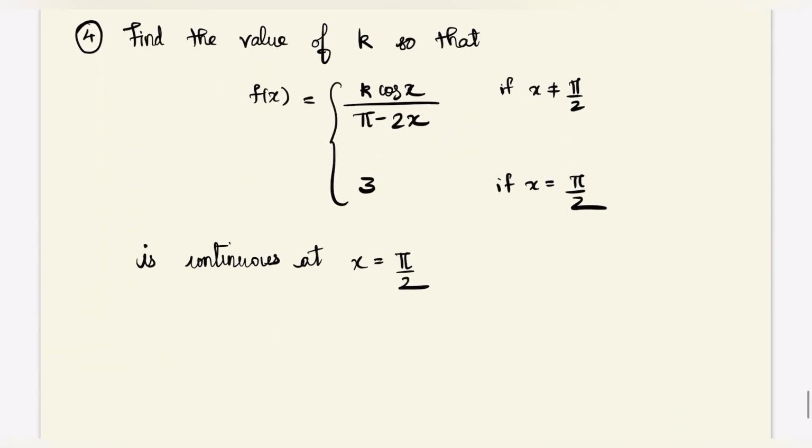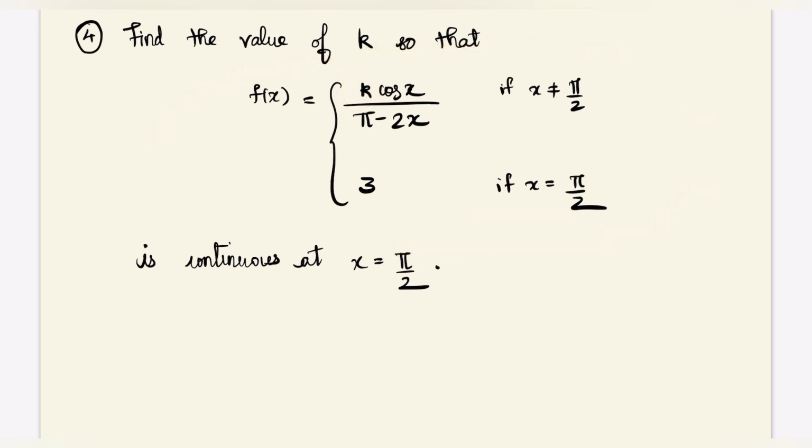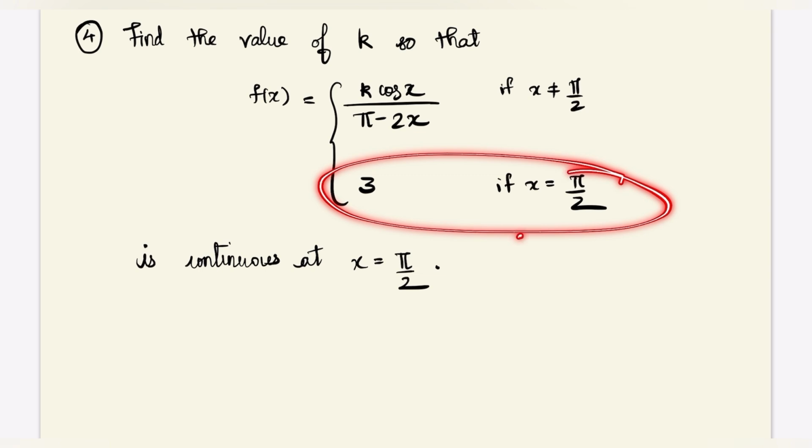You might get something like this. In this question, the function is already given to be continuous. You have to find the value of k so that the function is continuous at x equal to pi by 2. So as you can see that there is a k hidden over here. And this is a function which is defined on the entire set of real numbers. For every x not equal to pi by 2, it is defined this way. And for x equal to pi by 2, it is defined this way.